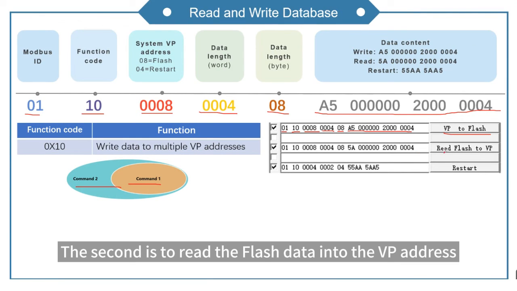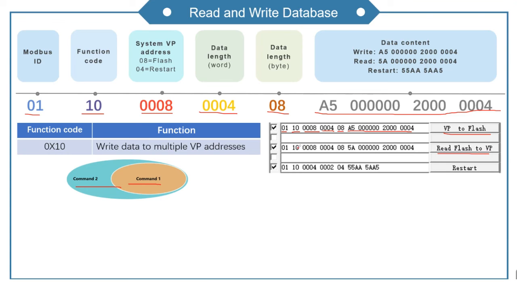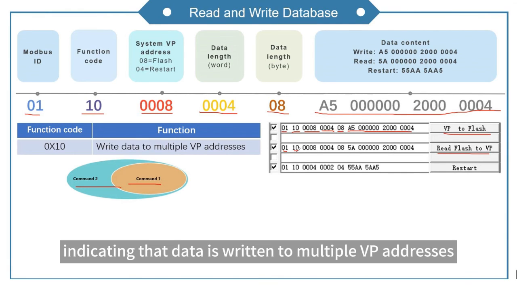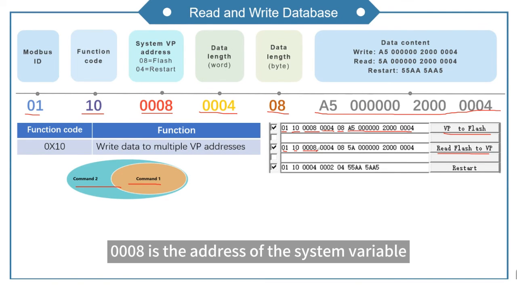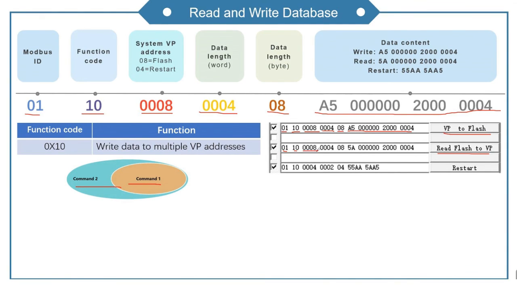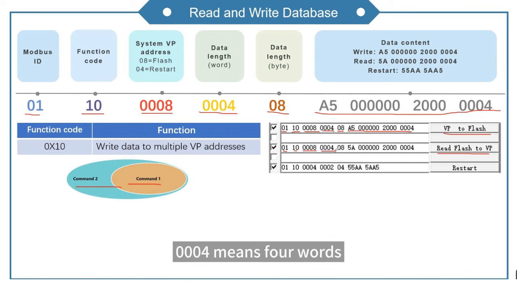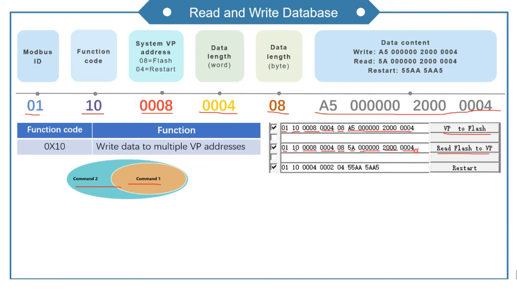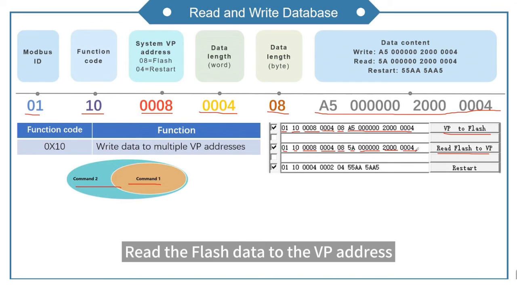The second is to read the flash data into the VP address. 01 is the Modbus ID. 10 is a function code, indicating that data is written to multiple VP addresses. 0008 is the address of the system variable that controls NOR flash. 0004 means 4 words. 08 indicates 8 bytes. This is the data content: 5A000000, 2000, 0004. Read the flash data to the VP address.